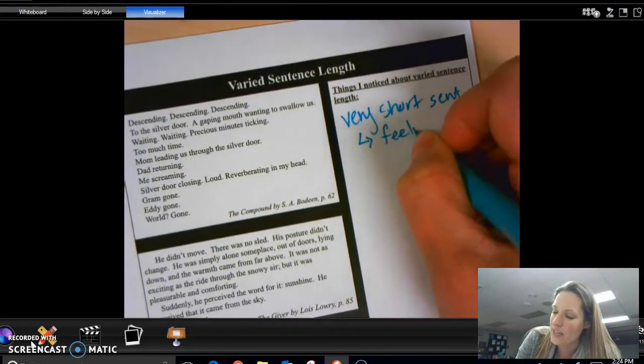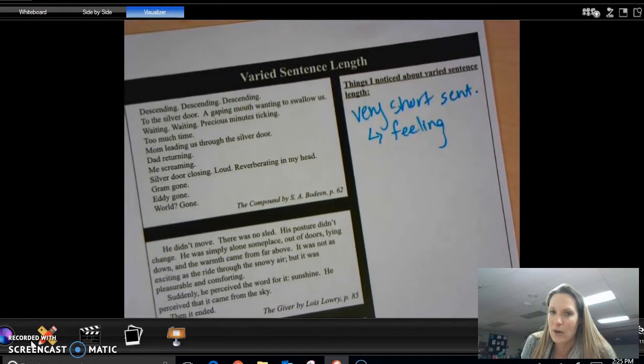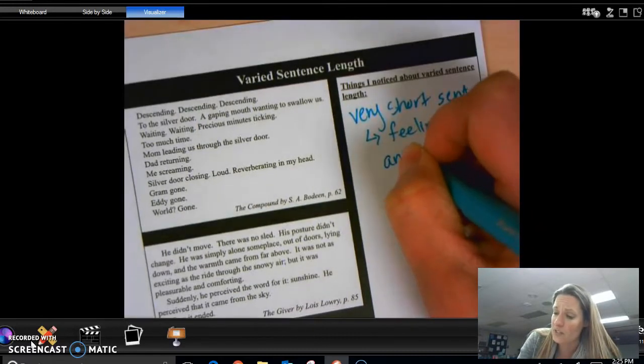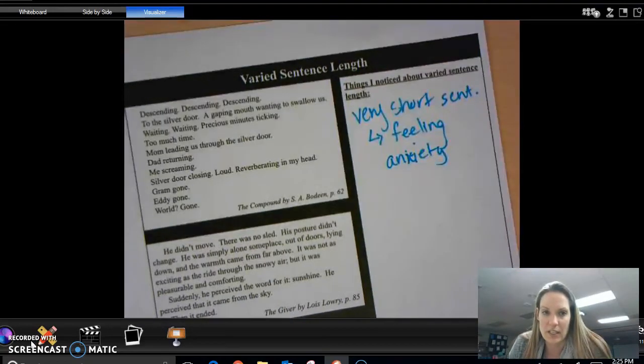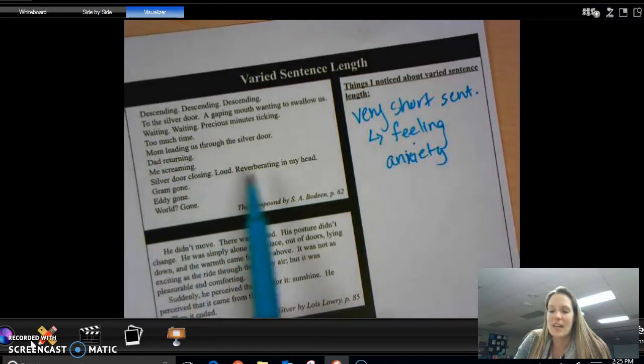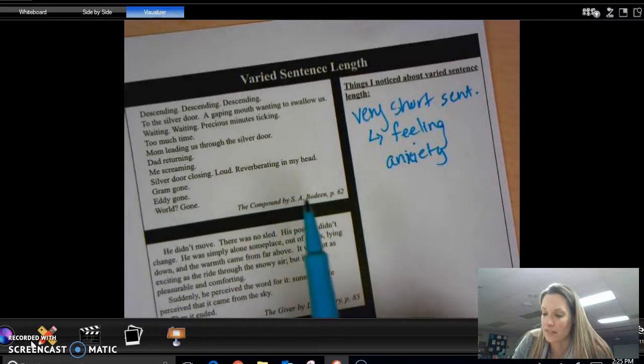Super short sentences create a feeling. And what feeling is this creating for the reader? How does the reader feel? Happy, sad, angry, anxious, nervous? What is happening with these short sentences? Usually you're going to say there's some sort of anxiety, whether that's in a happy situation, angry situation, sad situation, it doesn't necessarily matter. It's the fact that it creates some form of anxiety and nervousness within your reader and usually your character. Okay, so we have here the very, very short sentences.